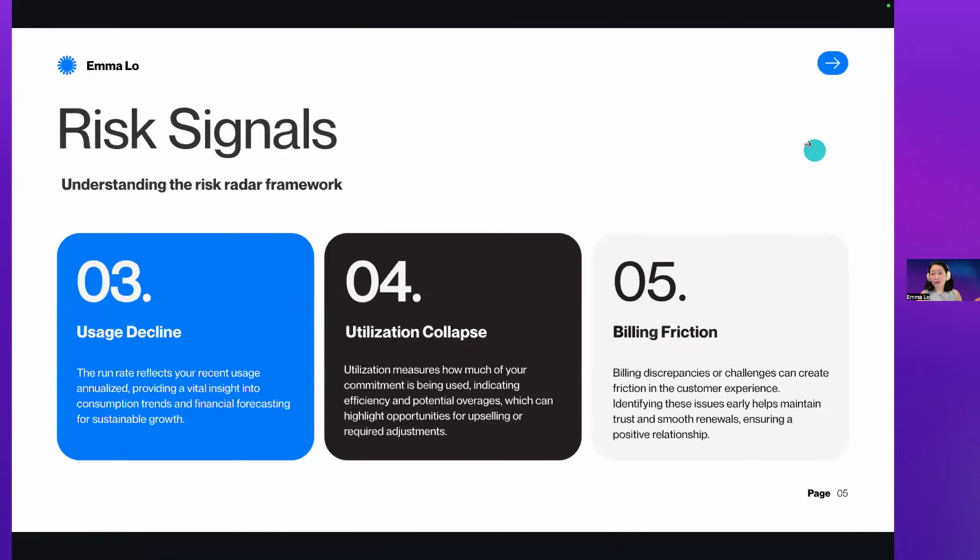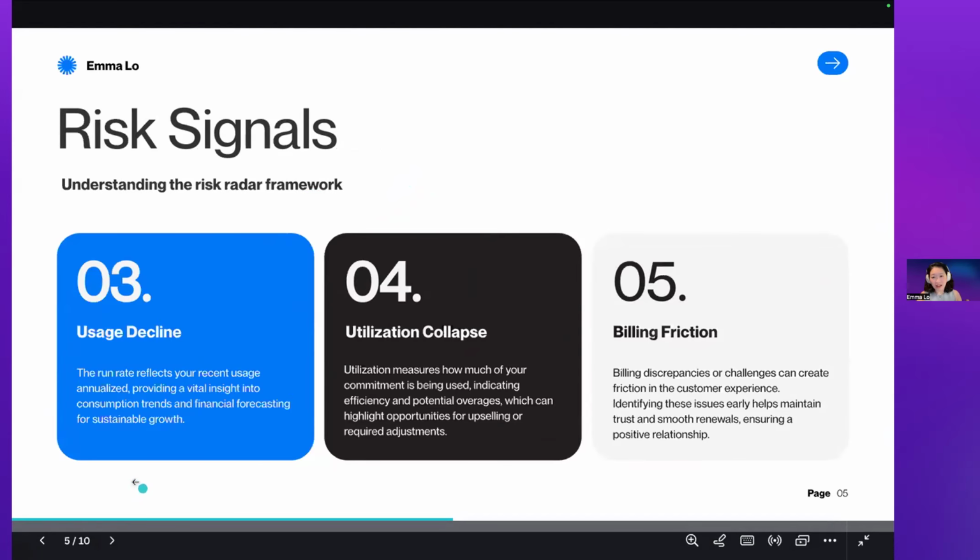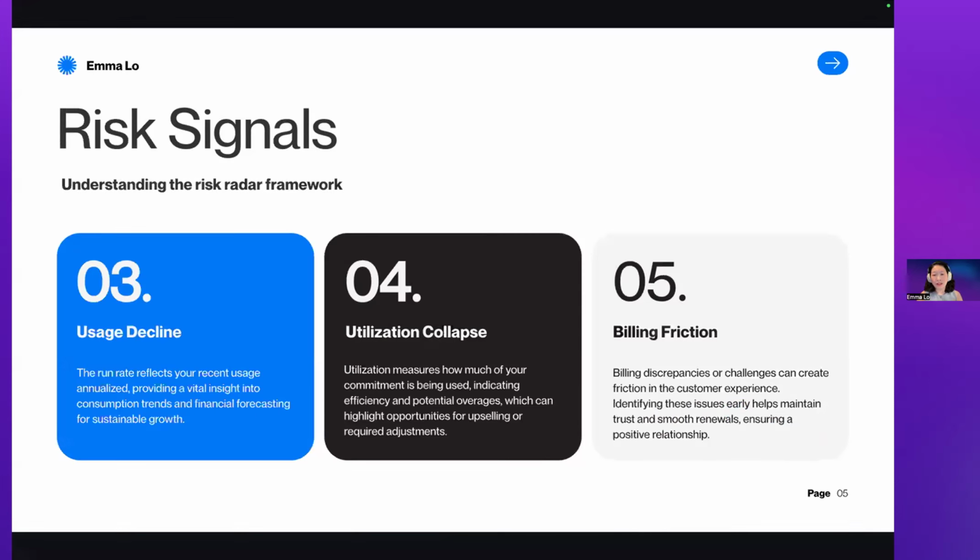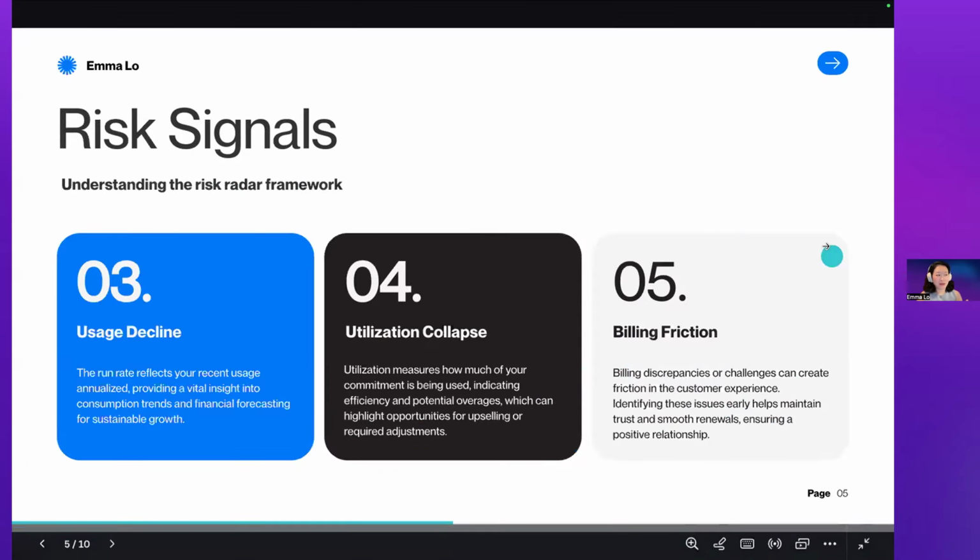Another thing I call the risk signals. This is when I talk about the deltas, which is where the usage declines. It will reflect your recent usage: analyze how it's going, how it collapsed, and how much has actually been used. And of course, is there billing friction? Because there's always a challenge: if there's any billing or distribution challenge, it could actually impact the customer experience. That's something I would say is a risk signal that we can all build in.